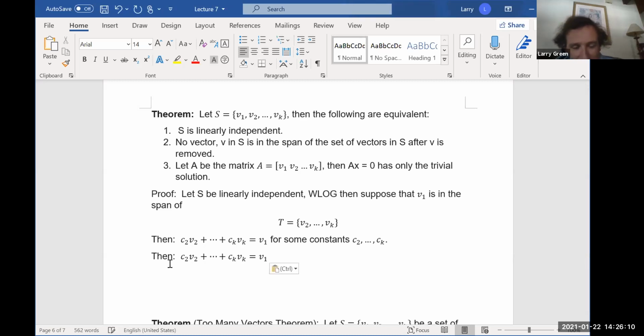Then here's what I can do. I can take that V1, I can subtract V1 on both sides. Very basic algebra, do you agree? Are y'all good with that? But why does that show that S must be linearly dependent? Why can I say that?